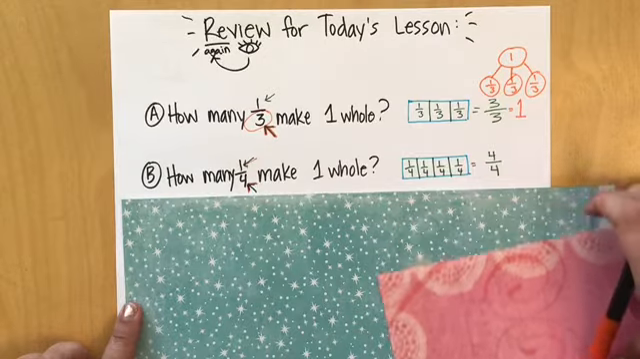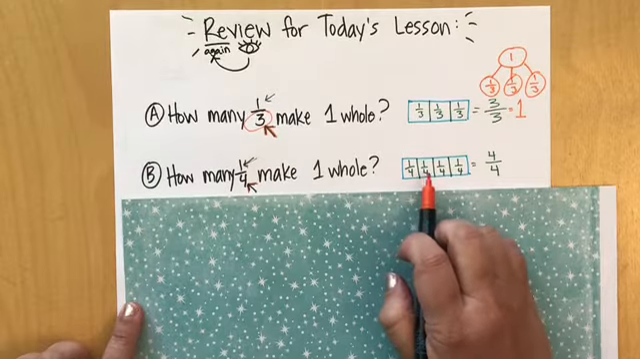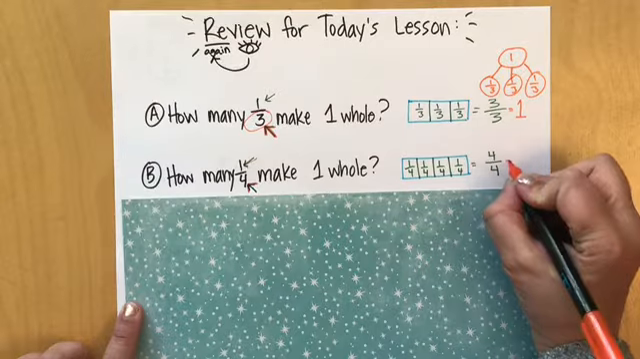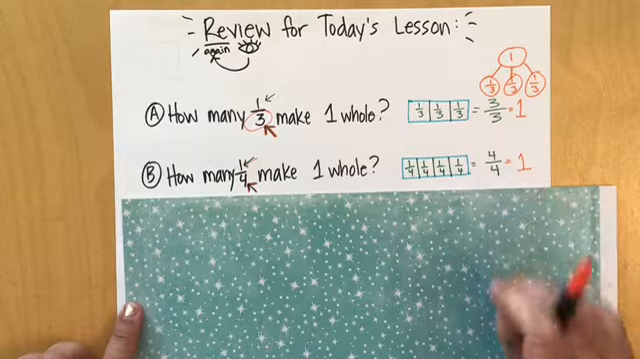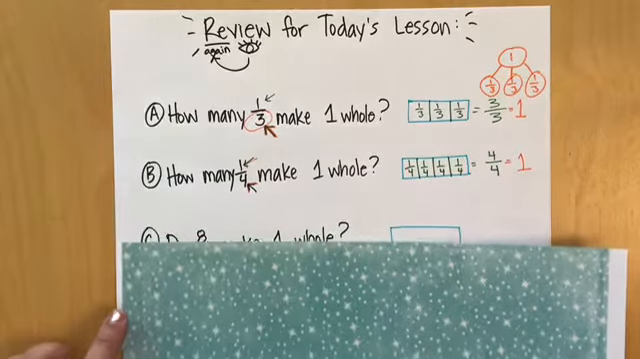All right, so when I was thinking about this again, I just thought, how many 1/4 would I need to make a whole? And I knew that a fourth plus a fourth plus a fourth plus a fourth equals 4/4, which equals one whole. So I had 4 1/4 pieces equal a whole. My numerator matches my denominator, so I know that it's a whole.